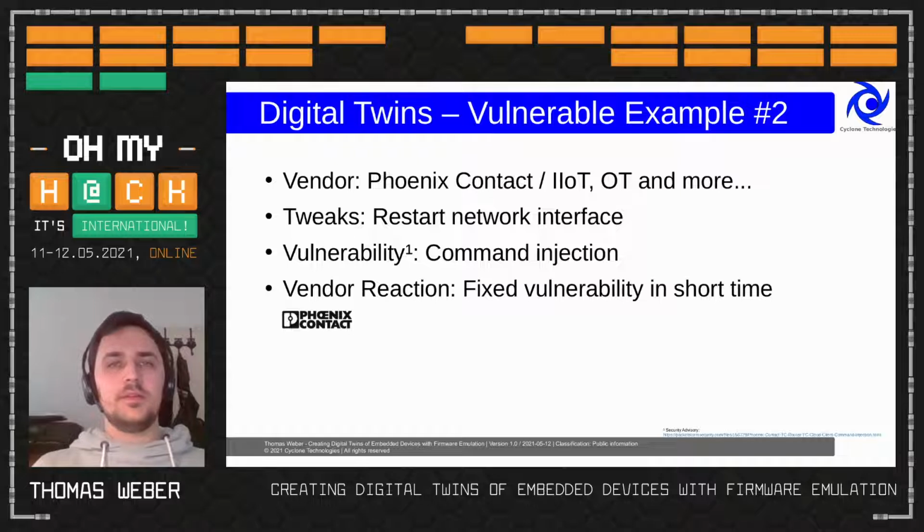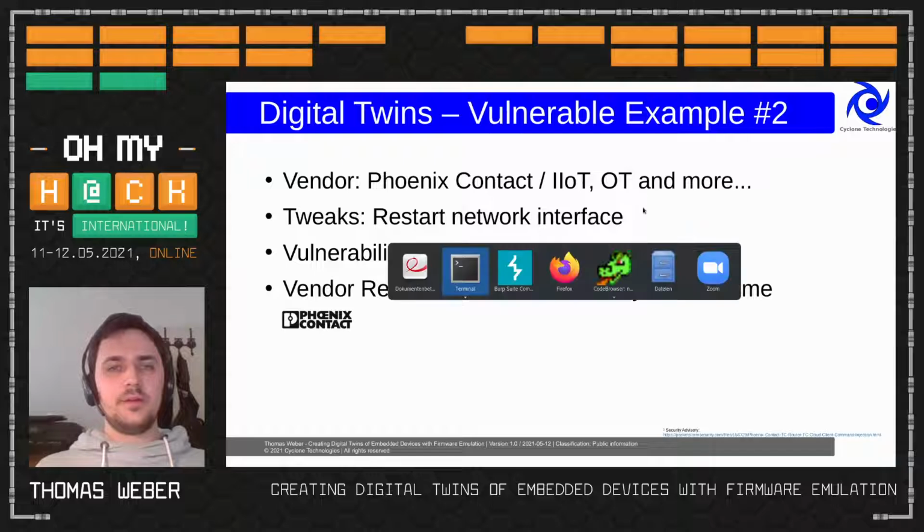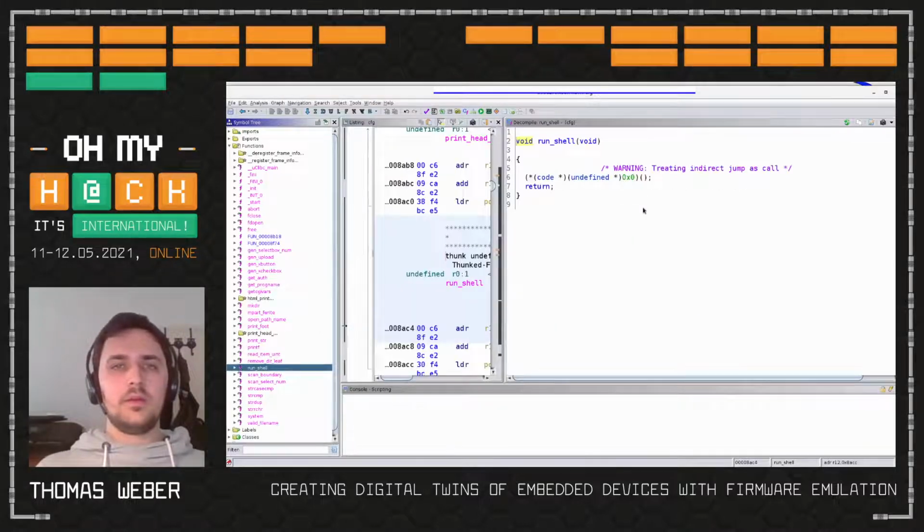The next example is Phoenix Contact. I've done basically the same. I've also done the same on a lot of other devices, but in that case, it was a bit harder to spot, because it was not PHP, it was a binary. So I had to do a bit more research on how to exploit it and see why it is exploitable. And for that, I've also used Ghidra.